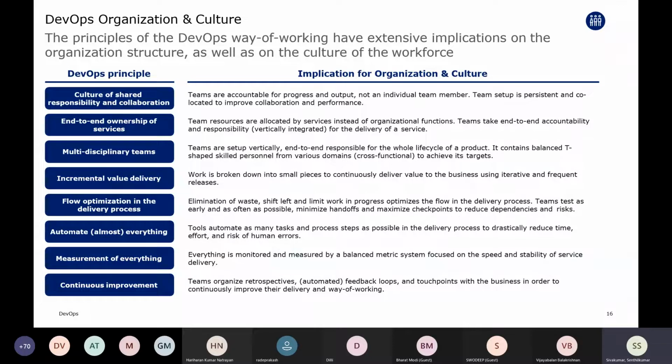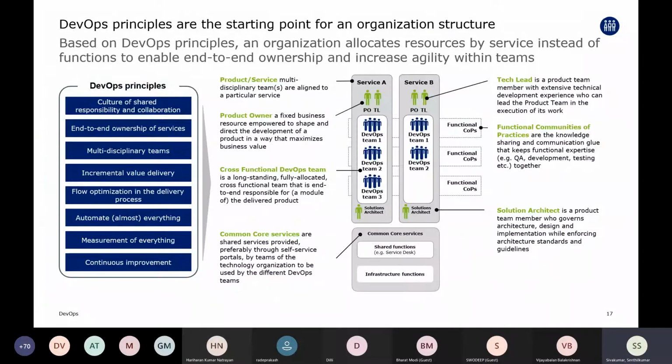So these DevOps principles connect with each thing, implying implications for organization and culture. So this is the first key structure that will drive the DevOps way of working, extensively implementing your cultural workforce. This principle defines the people and the structure, how it will be formed into the same segments. The next one is the DevOps principle as the starting point for the organization structure. As I said, the DevOps principle, I'll keep it over here. From this DevOps principle, I'm driving into this people structure. So what kind of mindset or skill set is required to align product and service, product owner, cross-functional DevOps team, common core services, tech lead, functional communities of practice, solution architect. So these are the key areas. These are the key people who are involved to orchestrate and form the DevOps principle, and they are representing the DevOps principle on behalf of it, and they are trying to form the team.